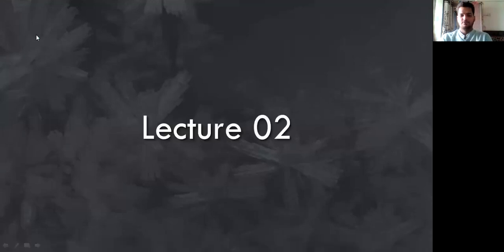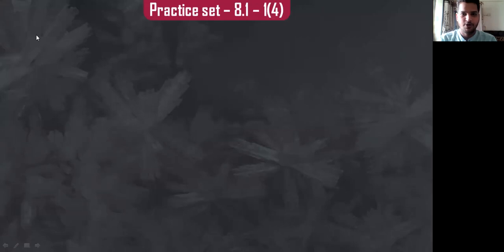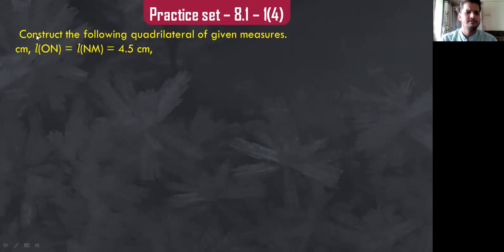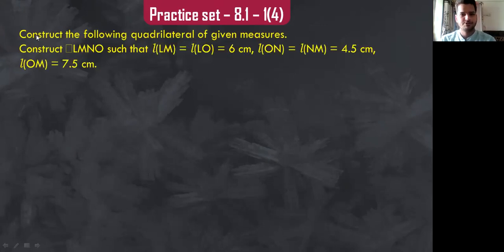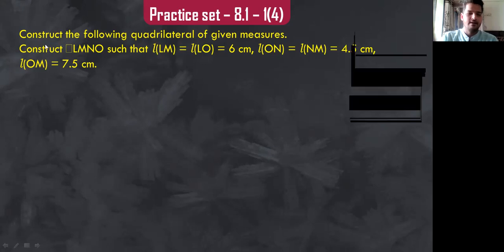So let us continue with the next sum from practice set 8.1, question number 1, sub question number 4. The question is, construct the following quadrilateral of the given measures. Construct the quadrilateral LMNO such that length of segment LM is equal to the length of segment LO, that is equal to 6 centimeters. Length of ON is equal to length of NM, which is equal to 4.5 centimeters, and length of OM is equal to 7.5 centimeters.